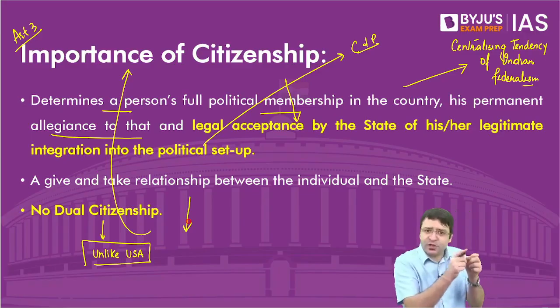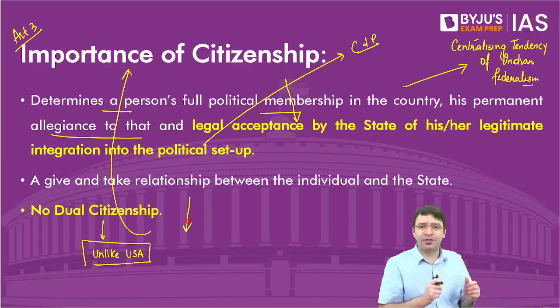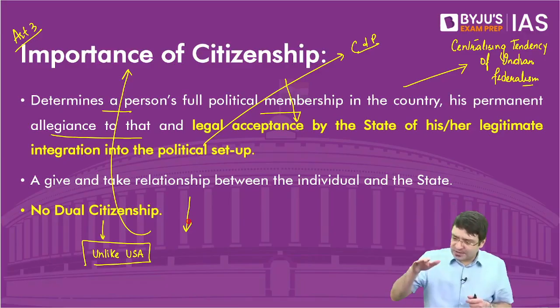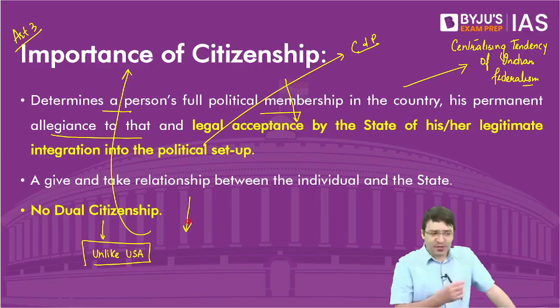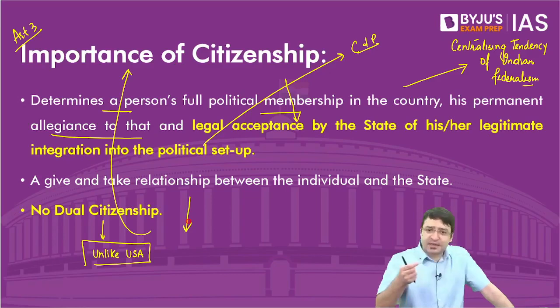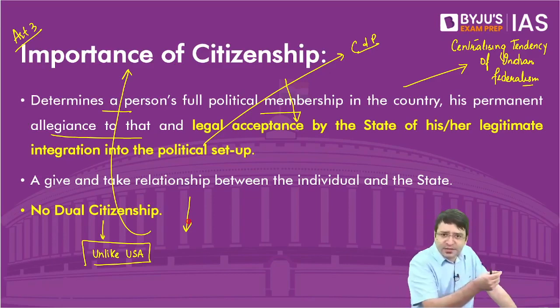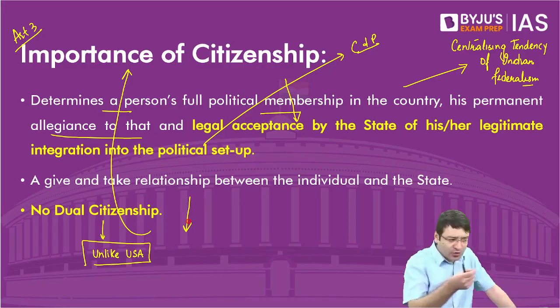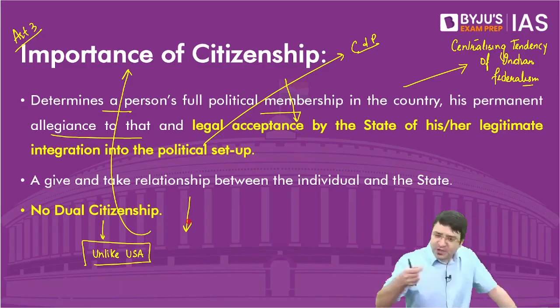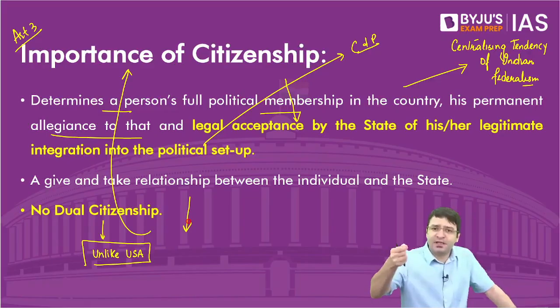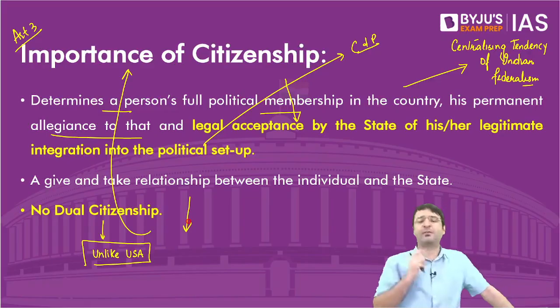One more provision of the US Constitution, which gives it a sense that it's a federal constitution, is that they have dual citizenship. What is dual citizenship? You are a citizen of the United States of America, but at the same time, you are the citizen of a state to which you belong. Which means you are a citizen of US, you are the citizen of Florida. You are the citizen of US, you are the citizen of Chicago. You are the citizen of US, you are the citizen of Illinois. You are the citizen of US, you are the citizen of any of these 50 states which are part of the United States of America.